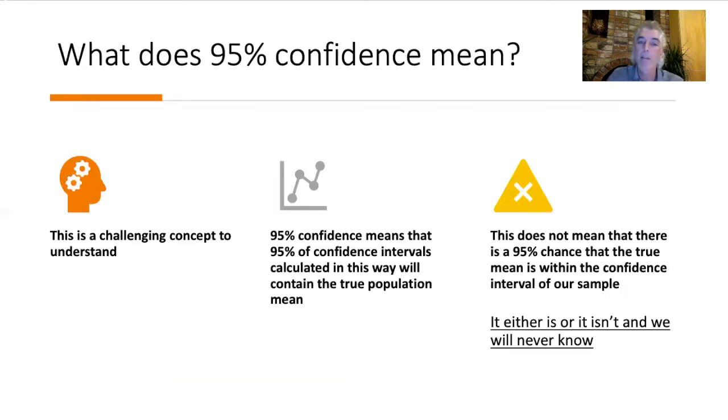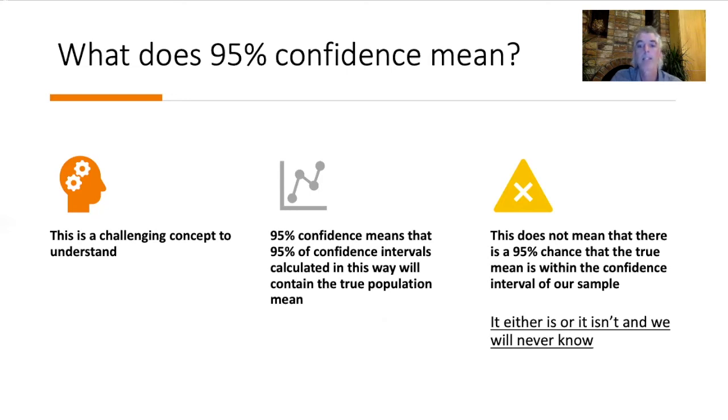So what does 95% confidence actually mean? This is a really challenging concept to understand, and this is where statisticians can get a little bit nitpicky about the words that we use to describe confidence. A 95% confidence interval means that 95% of the time when we calculate confidence intervals in this way, they will contain the true population mean. But it's not appropriate to say that there's a 95% chance that the true mean is within an individual confidence interval from a single sample.